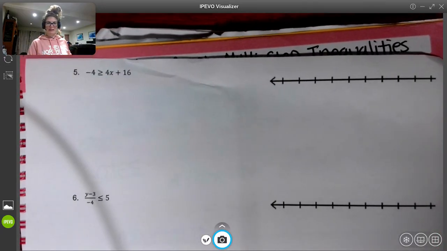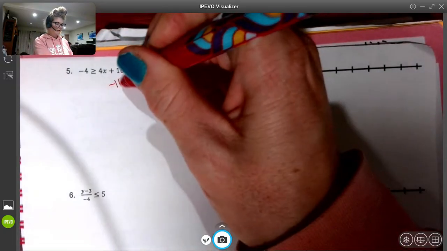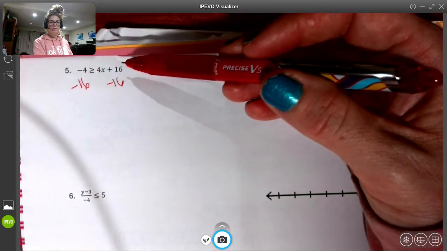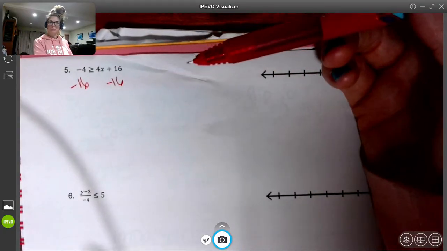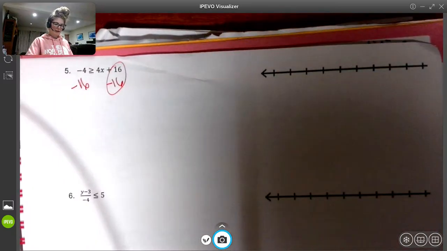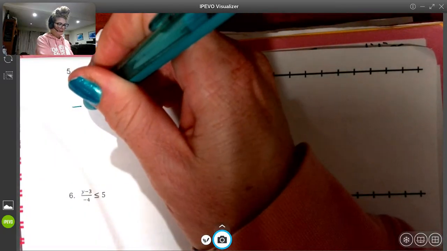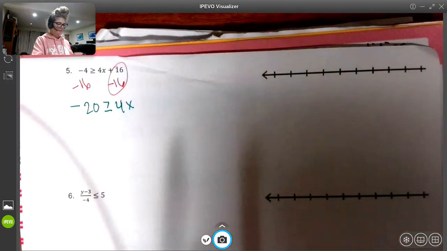We want to isolate our variable. So we are going to subtract 16 from both sides. You may notice your variable is on the right, and we're going to want it on the left. So if you wanted to switch the sides and flip the symbol now, totally fine. Taking a look at this, we are going to have negative 20 is greater than or equal to 4x.